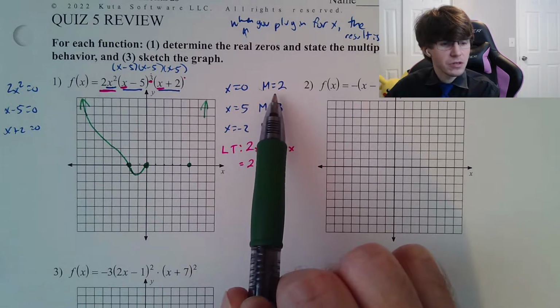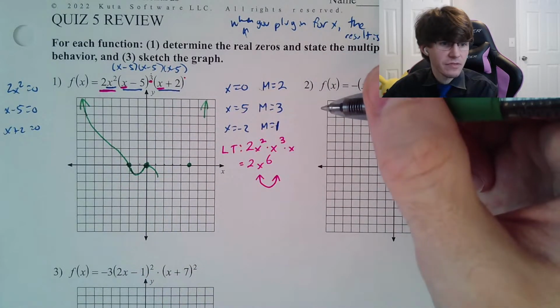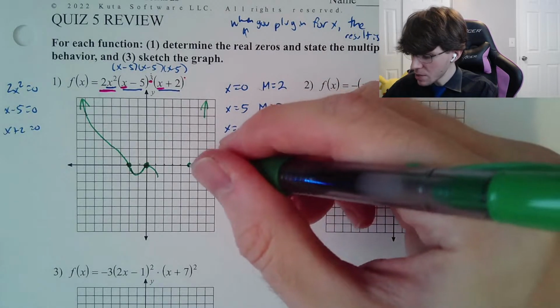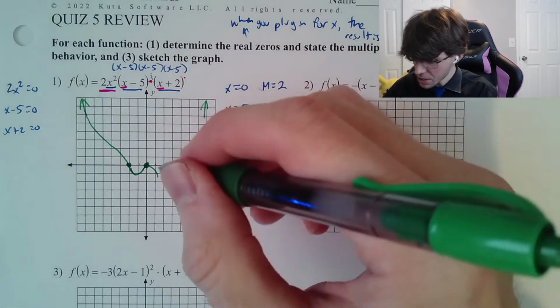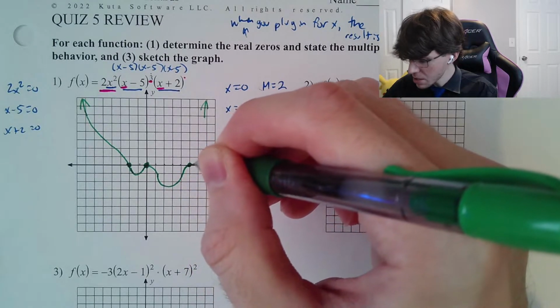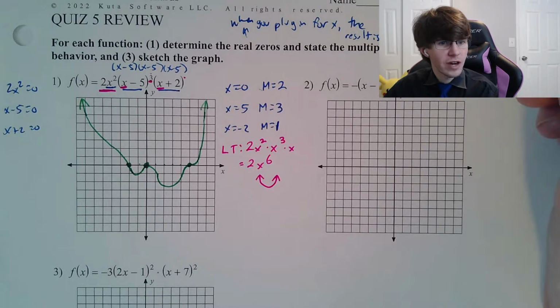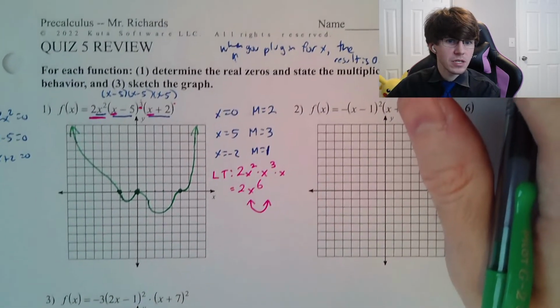Even powers like 2, 4, 6, etc. always have a bounce, so it's going to bounce off the axis there. This last one has a multiplicity of 3, which is going to cross in a curvy fashion, which means we have to go back to this, but we need to cross it in that kind of S formation, like a cubic. And there we go, our final answer to the question. Let's look at the next one.